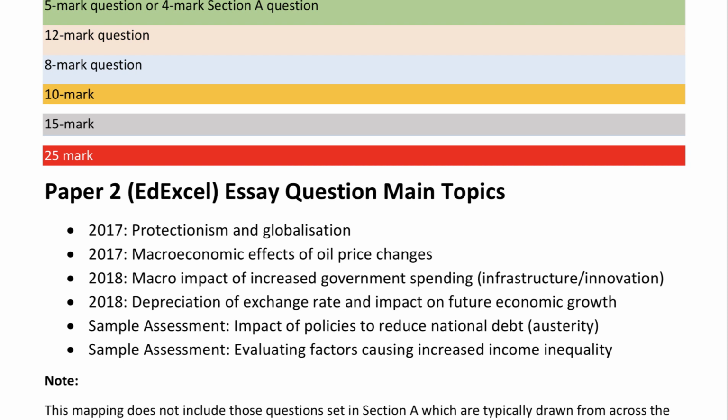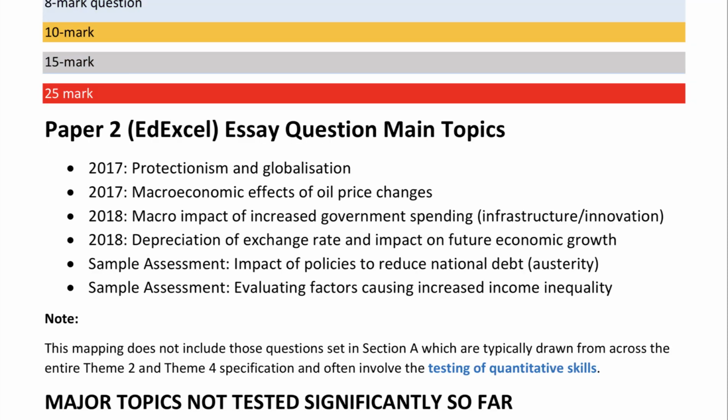If we think about the essays that have been tested so far, here are some of the key ones. So in terms of the essay questions, 2017, protectionism and globalization was a focus. Oil price changes, sort of economic shocks and the effect of oil price changes was a question on the essays. Last year, fiscal policy came up, increasing government spending on infrastructure and innovation. And there was also a question about the likely impact of a depreciation of the exchange rate, a fall in the pound in particular, on future economic growth. So 2018, very much a UK focus, whereas the year before there was more of a development focus.